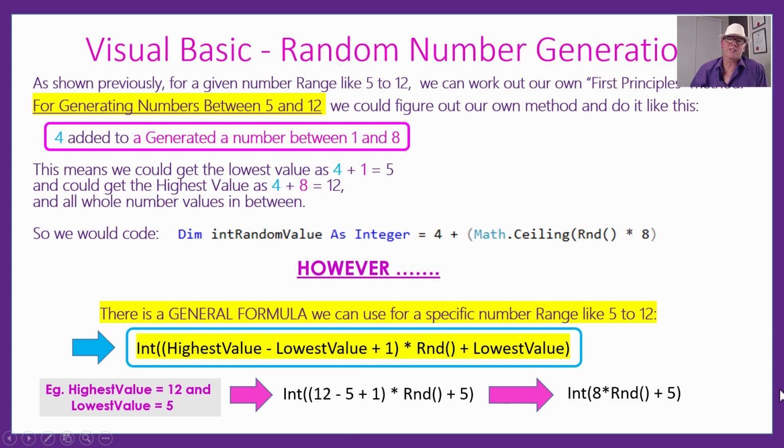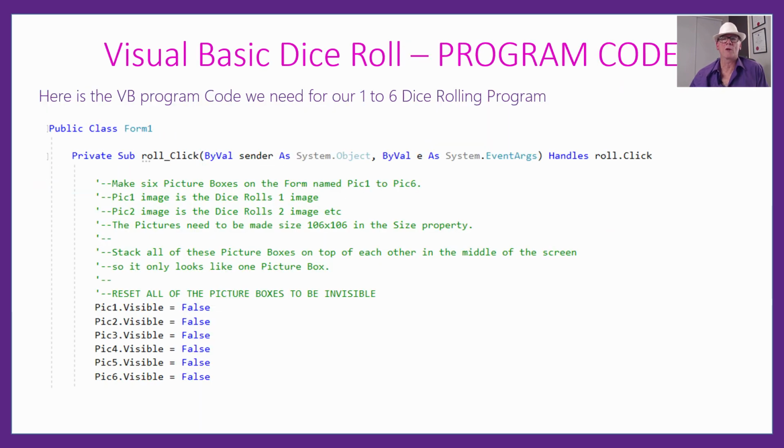And remember, if you're stuck, you can always Google this, or someone's already made a YouTube video on how to generate random numbers between two values in Visual Basic. But we just want to show you the full story of everything. So that's the lesson on random numbers finished. That's a little video lesson all of its own. And let's get back into our dice roll program.